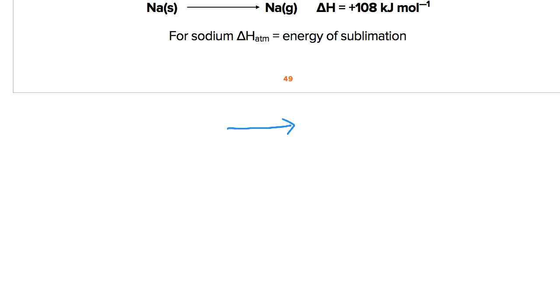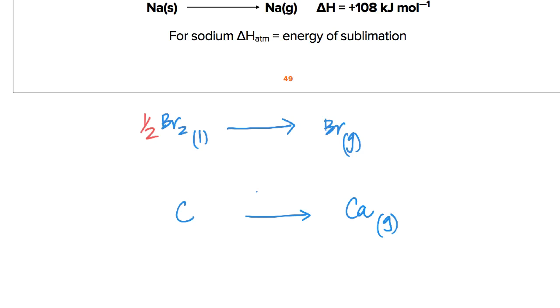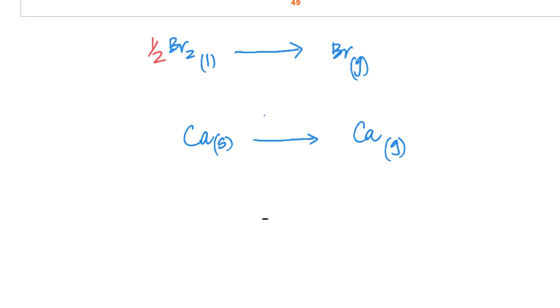Let's say I want to talk about the atomization of bromine. So bromine, gaseous atom from bromine in the standard state, and since the gaseous atom has to be one mole, this will have to be half Br2. If I want to make, for example, calcium gas, this would be the standard enthalpy of atomization of calcium. It would be from what? Calcium in the standard state, that is solid.